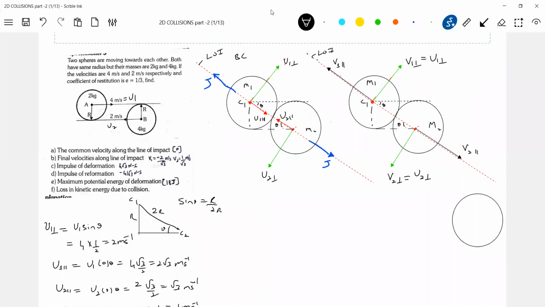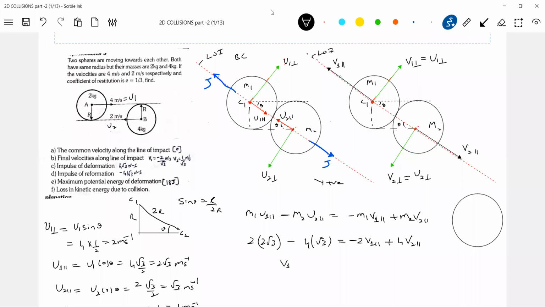So applying conservation of linear momentum, M1 U1 parallel minus M2 U2 parallel. I am going to choose this direction as positive. Should be equal to minus M1 V1 parallel plus M2 V2 parallel. M1 is how much? 2 kg. U1 parallel is 2 root 3. M2 is 4, U2 parallel is root 3. This will be 2 kg times V1 parallel, M2 is 4, V2 parallel. So 4 root 3 and 4 root 3 will cancel out. So what we are getting is that V1 parallel is in fact equal to how much? 2 V2 parallel.